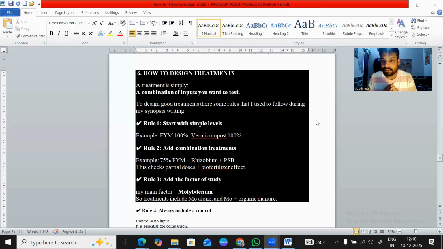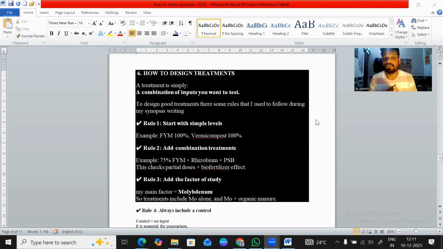How to design treatments? That is the next topic to understand. A treatment is simply a combination of inputs that you want to test. To design a good treatment, there were some rules that I used to follow during my synopsis writing. So if these rules are comfortable for you, then you can opt for any of them, or you can opt for all of them if you find them interesting.